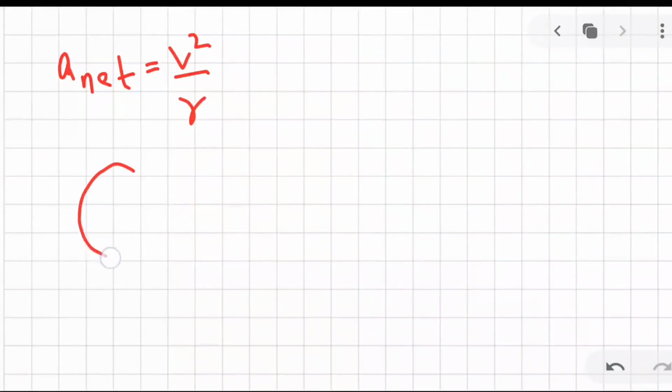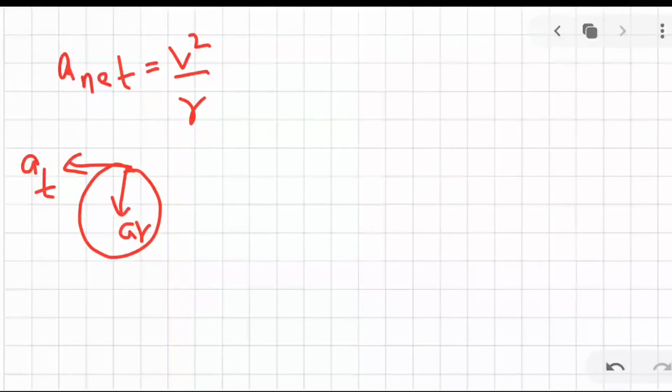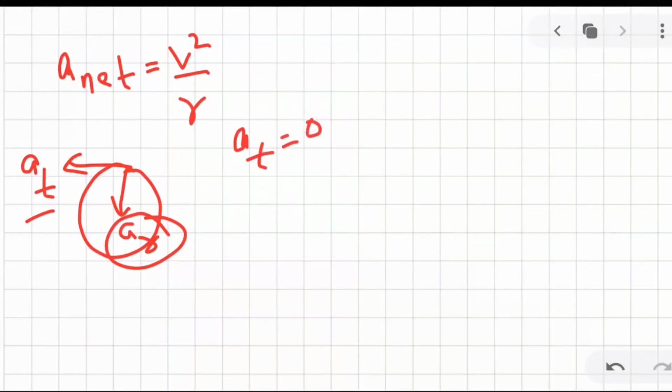Now again, in circular motion we have two accelerations: one is tangential acceleration, the other one is radial acceleration. This is AR, the radial acceleration, and this is AT, the tangential acceleration. Uniform circular motion means AT is equal to 0, so the net acceleration will be along the radial direction. So this is the expression for radial acceleration. Now let's see the direction. Why are we saying that it is acting along the radial direction?